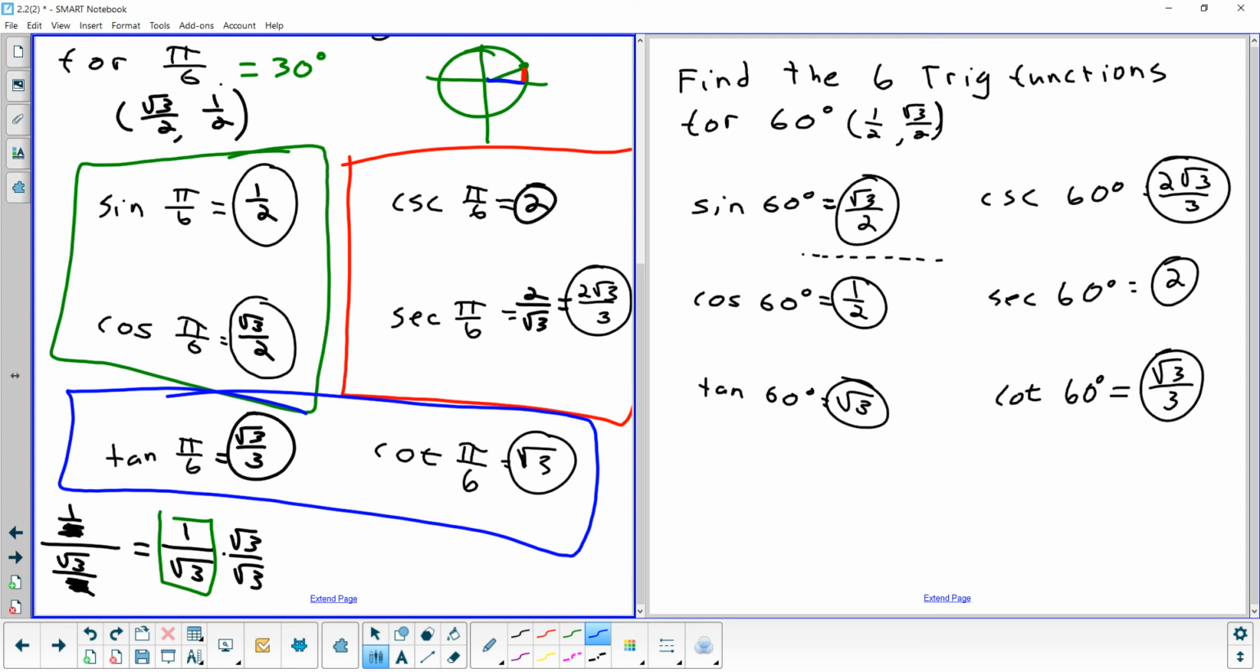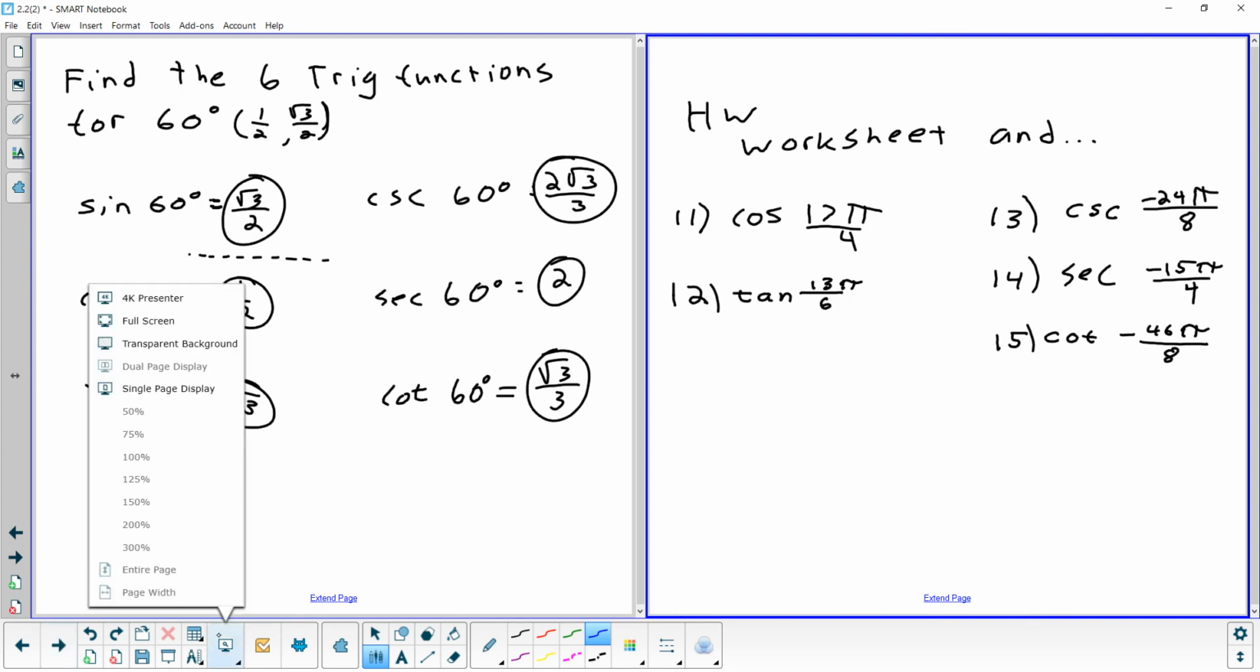Sine, cosine, secant, cosecant, tangent, cotangent. So the ones that switched are all the ones that had the word co in front, switched with the one that didn't. We'll talk more about that, not this week, but at some point.